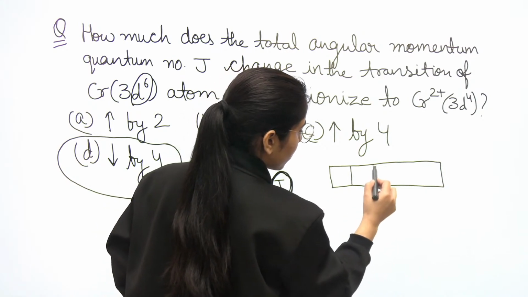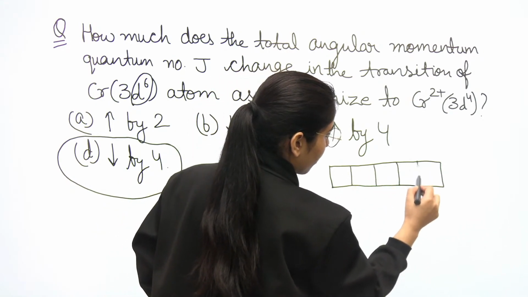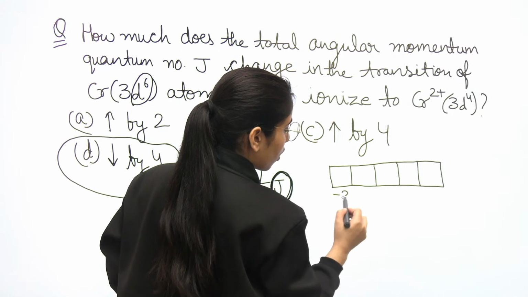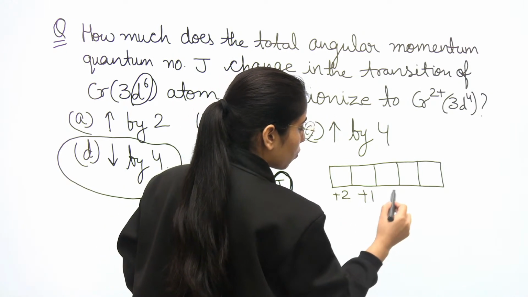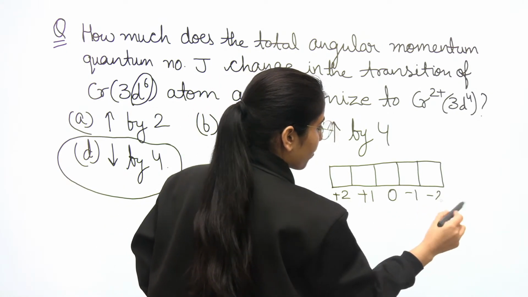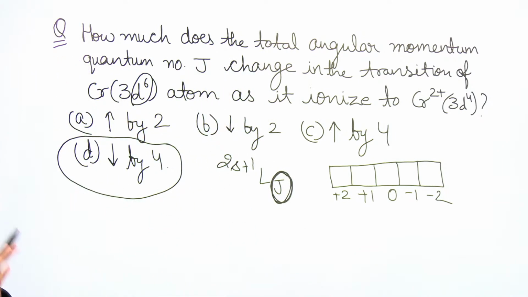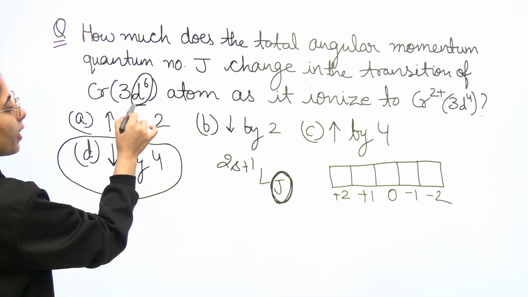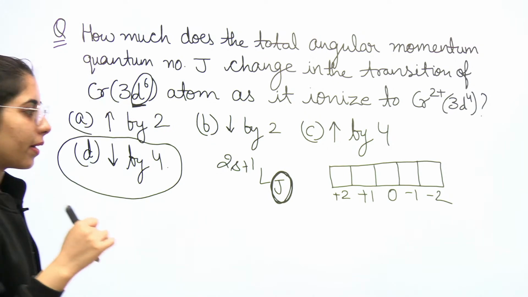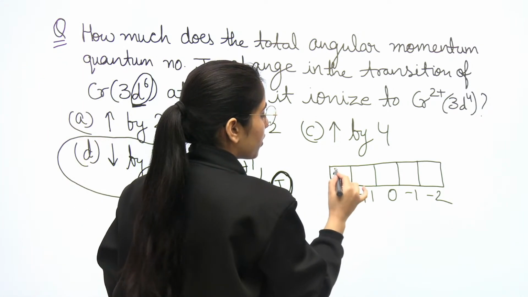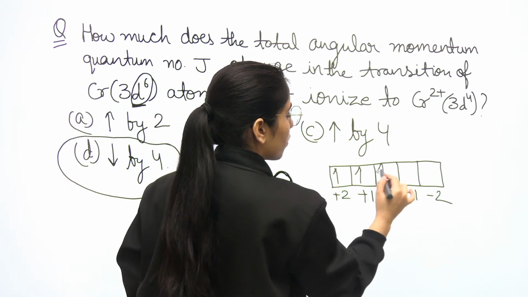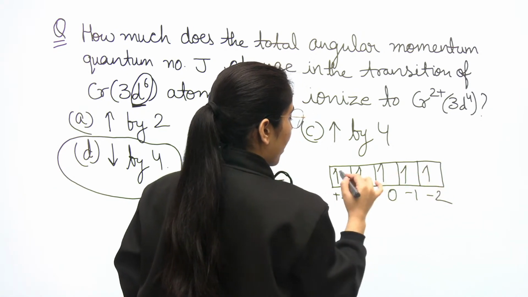So what you will do is make these kind of 5 partitions here. So plus 2, plus 1, 0, minus 1, minus 2. Clear? You need to make this type of structure first. How many electrons are here? 6. Just fill them. So 1, as per Pauli's exclusion principle, 2, 3, 4, 5 and 6.